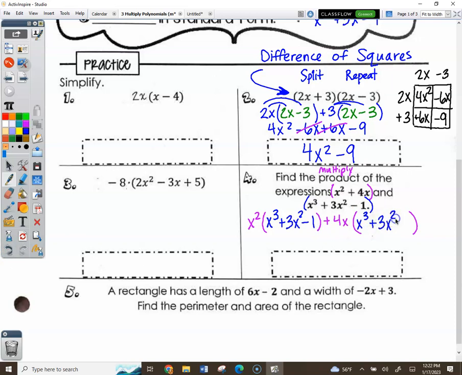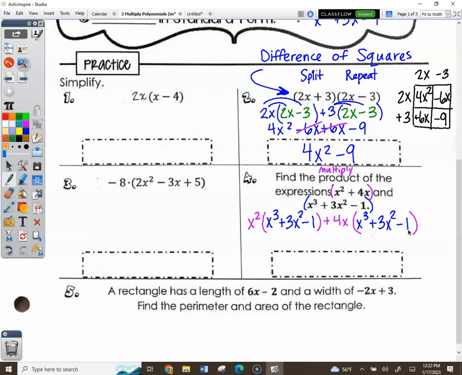I personally like to put the longer one as the repeated one because then I only have 2 sets of parentheses instead of 3 sets of parentheses. But it does not matter. You'll still get the same answer. So now you just have a monomial multiplying into a trinomial.